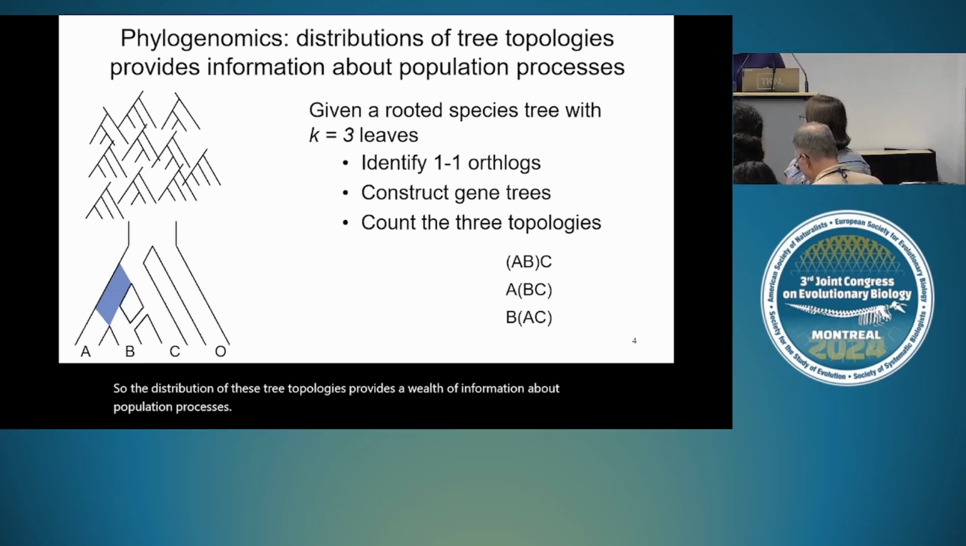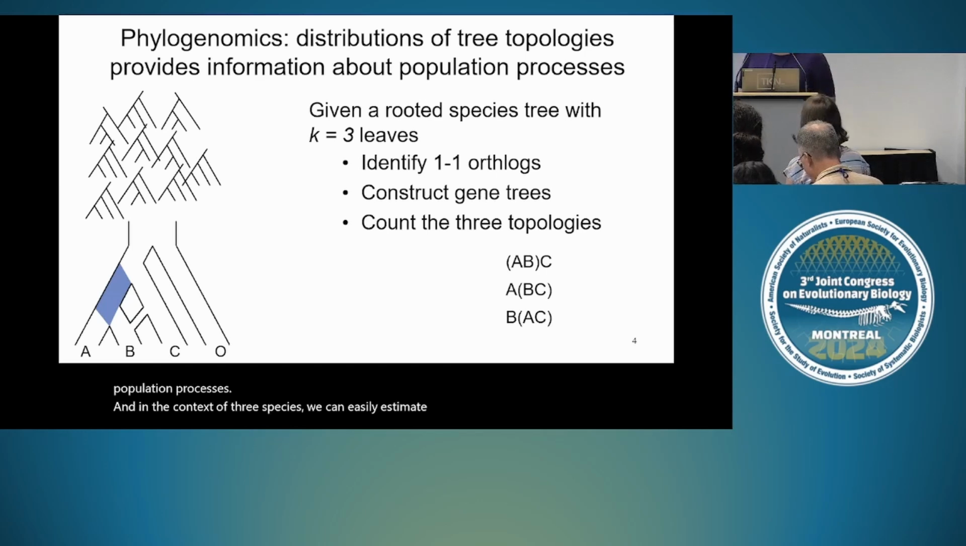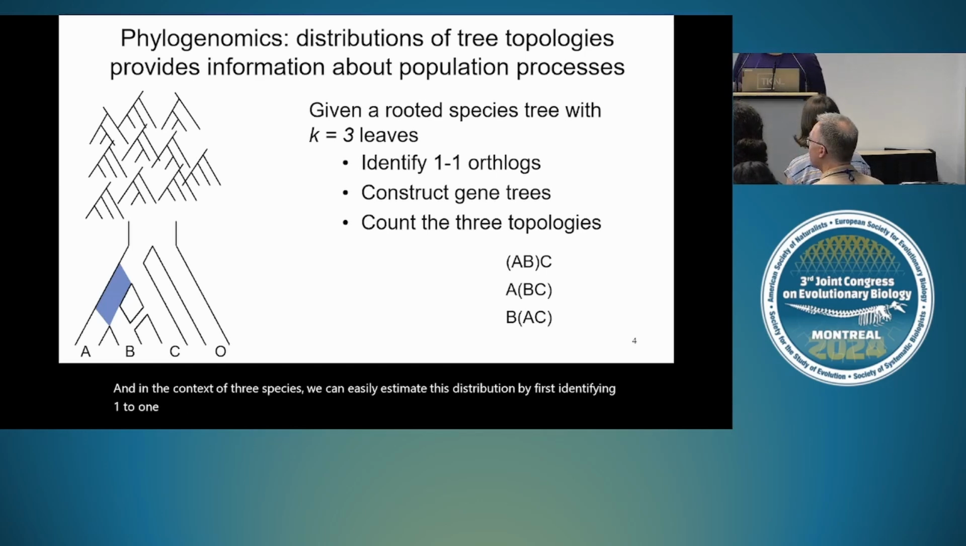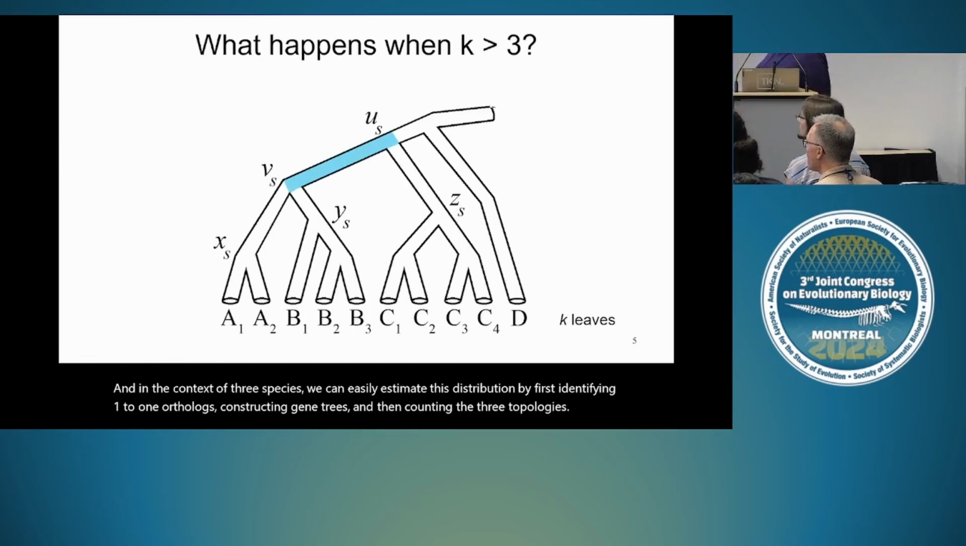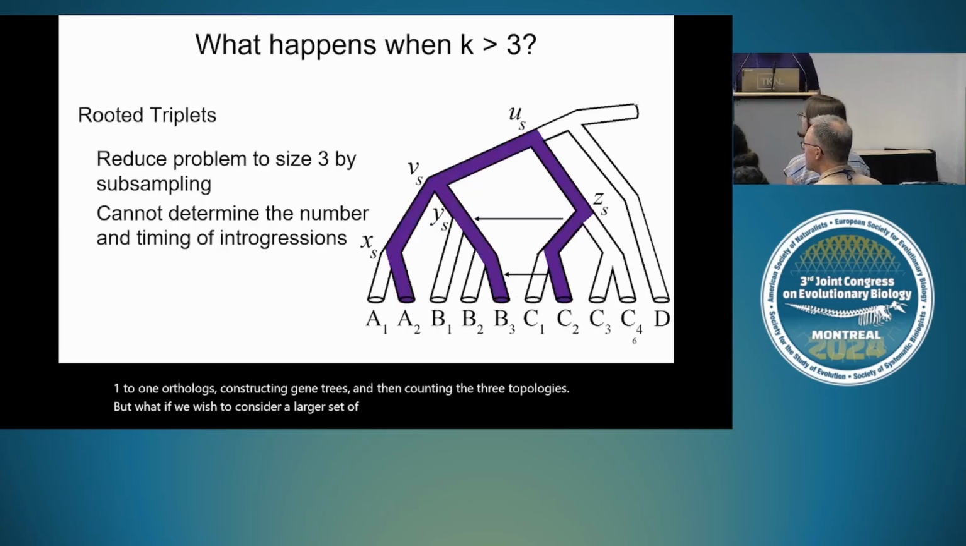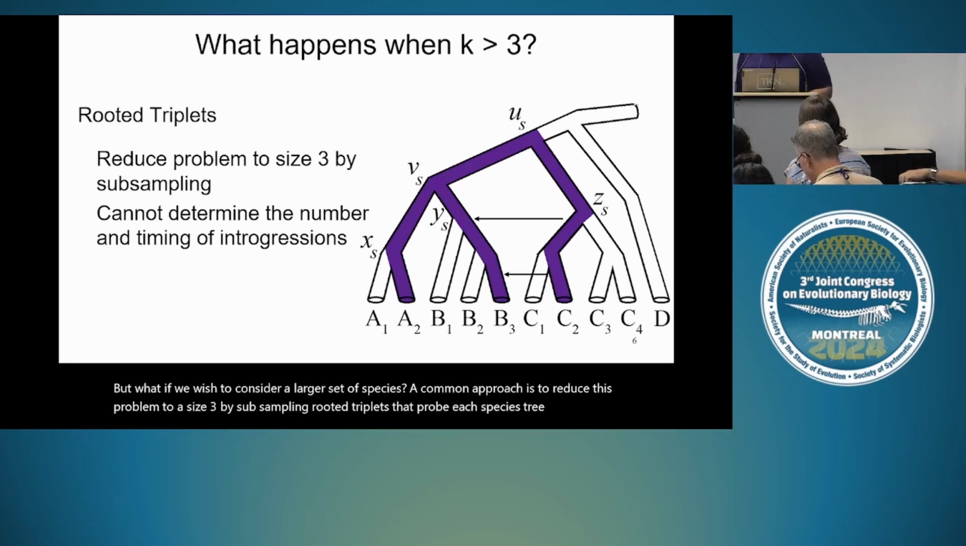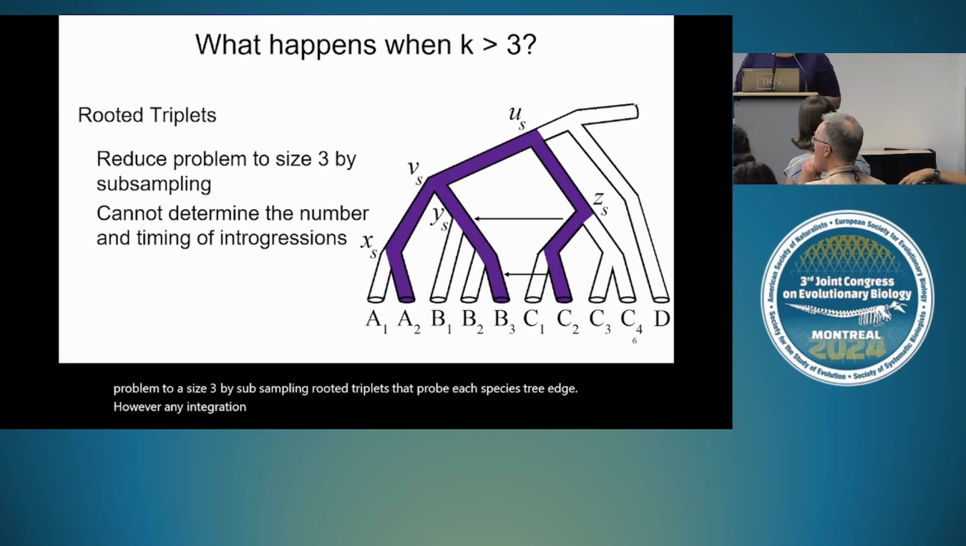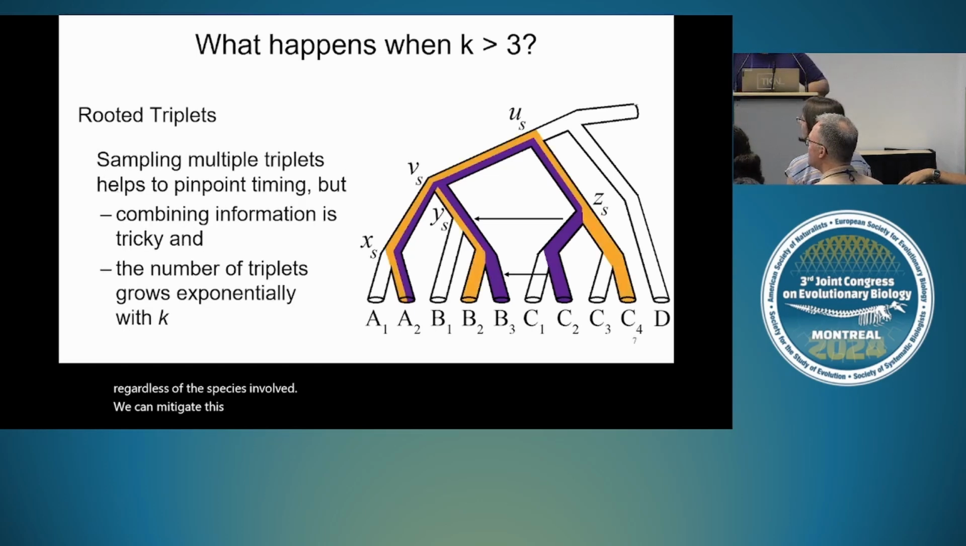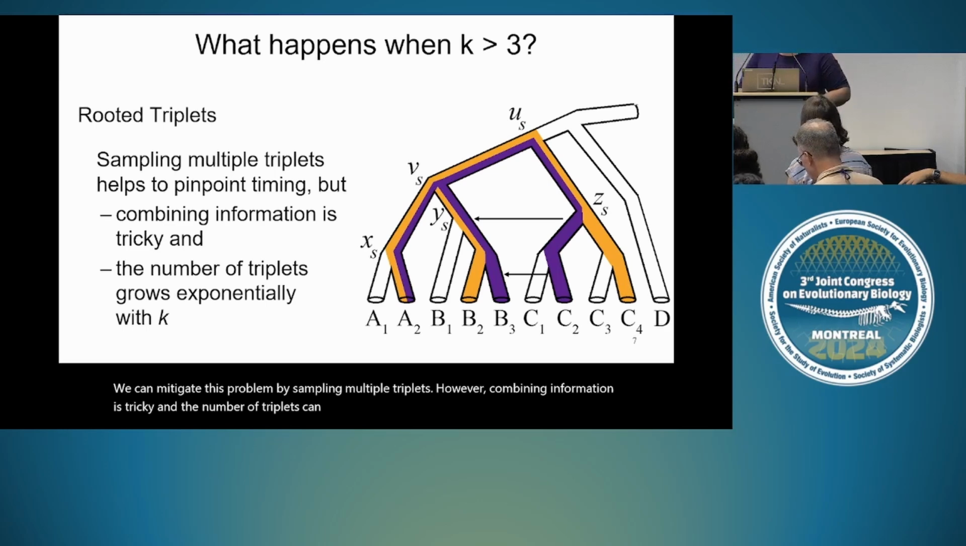In the context of 3 species, we can easily estimate this distribution by first identifying one-to-one orthologs, constructing gene trees, and then counting the 3 topologies. But what if we wish to consider a larger set of species? A common approach is to reduce this problem to size 3 by subsampling rooted triplets that probe each species tree edge. However, any introgression along this path shown here will result in the same tree distribution regardless of the species involved. We can mitigate this problem by sampling multiple triplets.